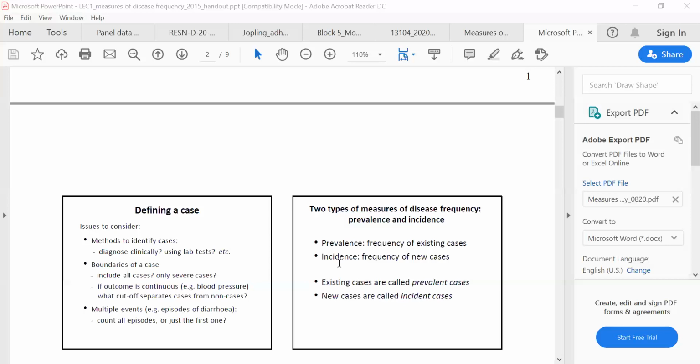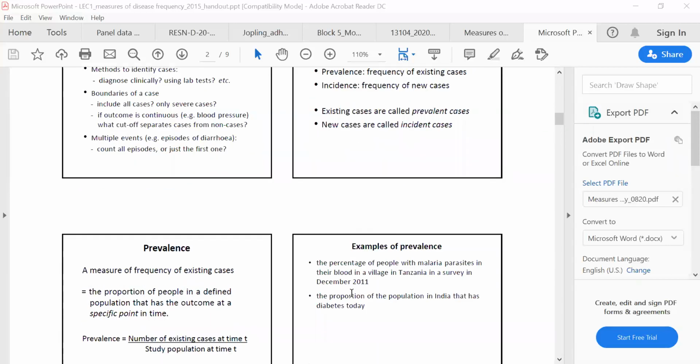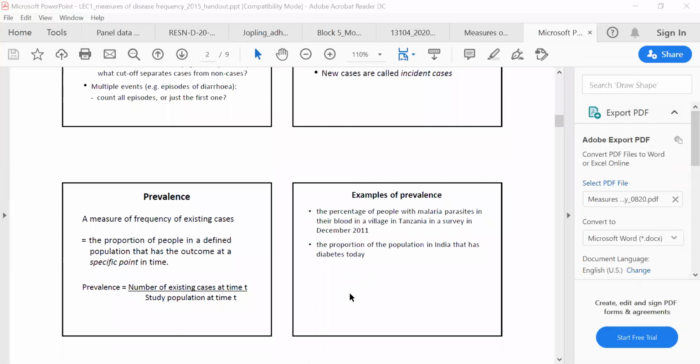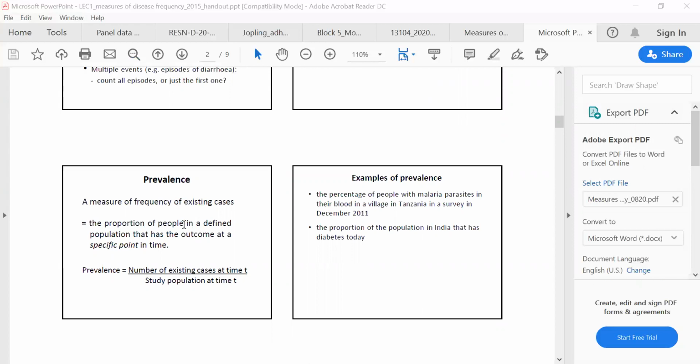So existing cases are called prevalent cases. New cases are called incident cases. So let's start with prevalence. As we said, prevalence is a measure of frequency of existing cases. Or we can say it is the proportion of people in a defined population that has the outcome of interest at a specific point of time.